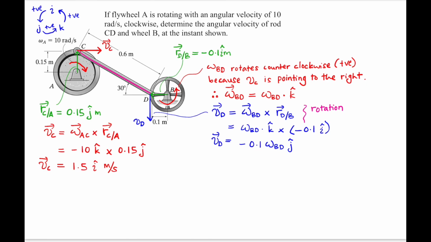Now we have calculated both rotation parts of the mechanism. Now we move on to the general plane motion part, which is the rod CD. Calculate the position vector RD/C, which is equal to 0.6 cos 30 degrees I minus 0.6 sin 30 degrees J.